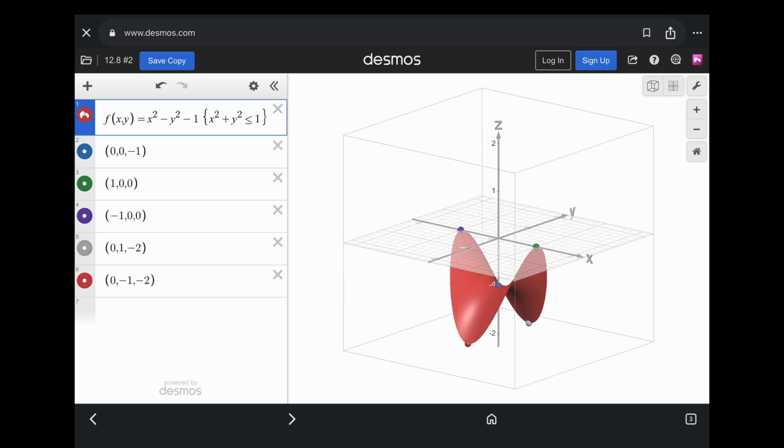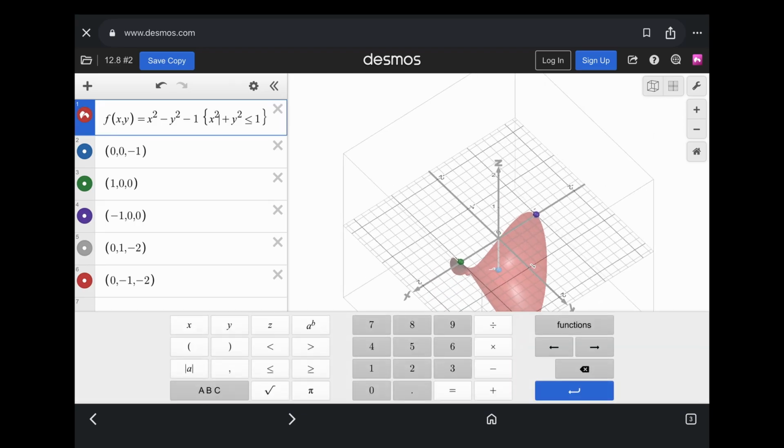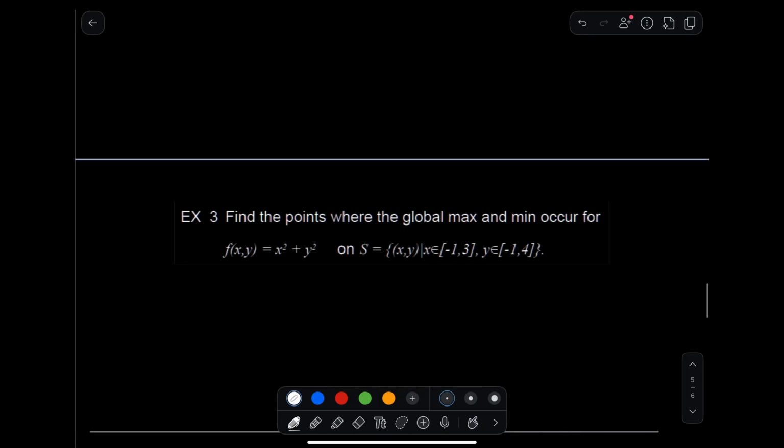And yeah, again, we're showing how we can use Desmos to do this. One nice thing with Desmos is that you can write with the squiggly brackets to have it be the entire circle. You can't write it separately like x squared is less than or equal to 1 or y squared is less than or equal to 1, because then it treats it as an or statement, not an and statement, right? For example 3, we want to now find points where the global maximum and minimum occur for this paraboloid on the set S.